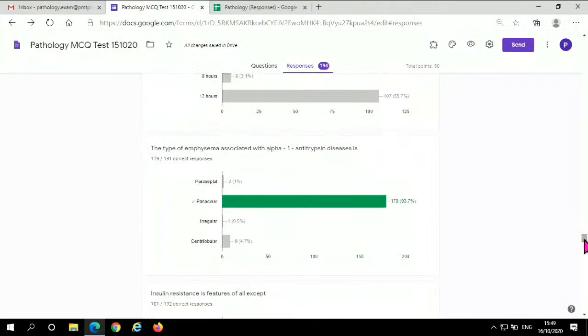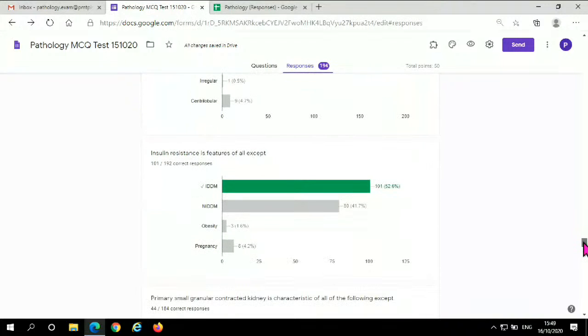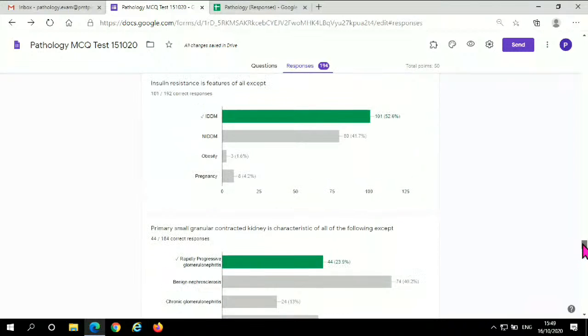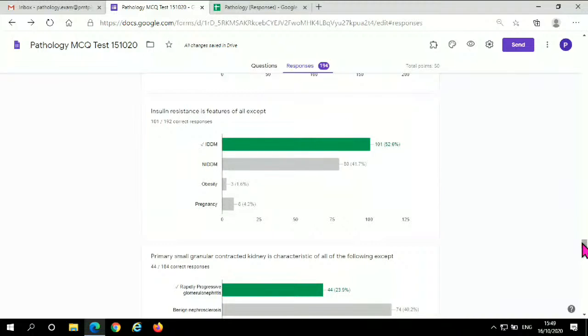The type of emphysema associated with alpha-1 antitrypsin disease is: paraseptal, panacinar, irregular, or centrilobular. So panacinar is mainly related to alpha-1 antitrypsin disease. Insulin resistance is a feature of all except IDDM, where insulin secretion is low, and therefore the diabetes is occurring. So IDDM is the correct answer, not NIDDM.